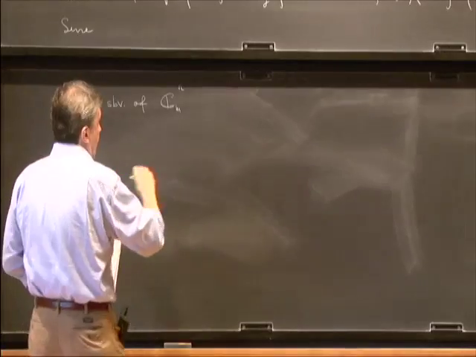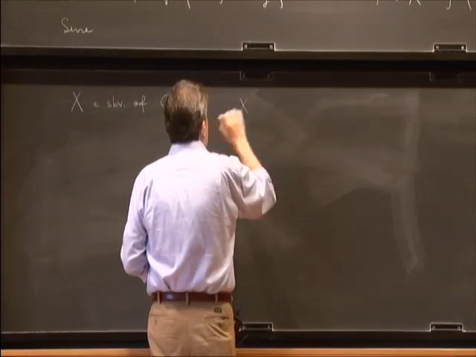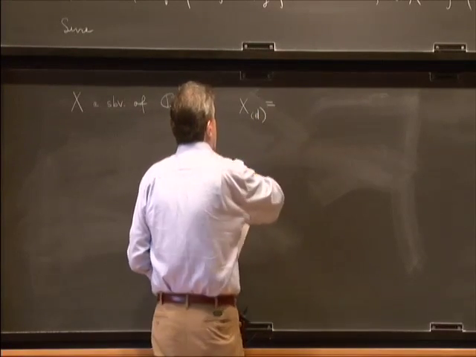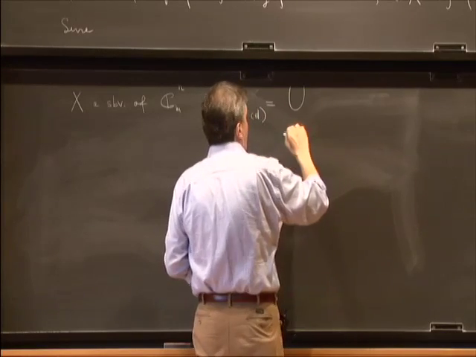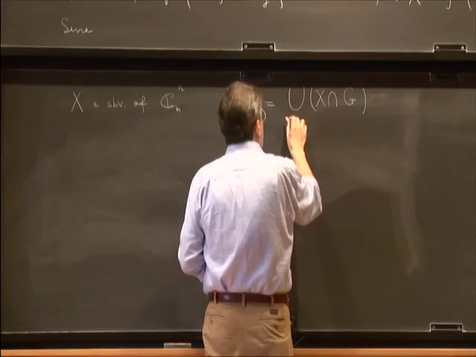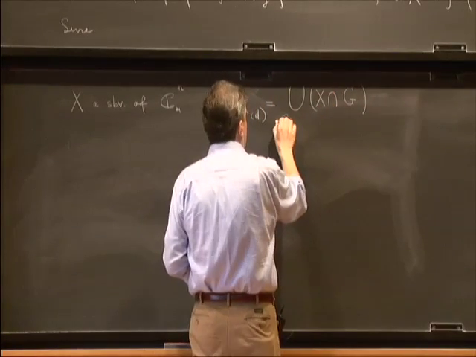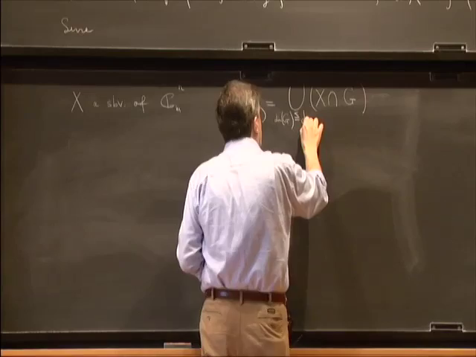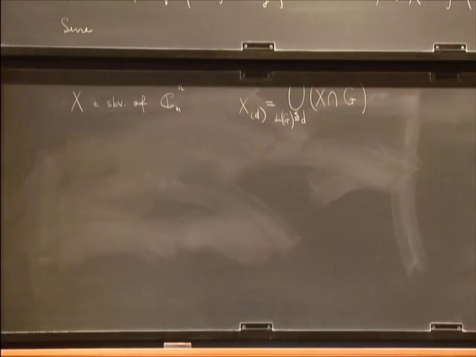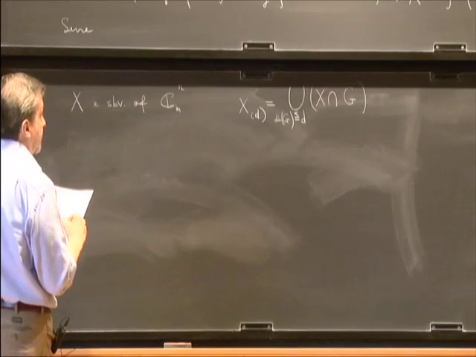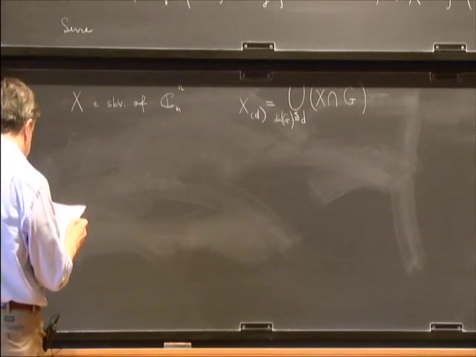So let us make a simple definition. We define X_d to be the union of the intersection of X with G, and G here is an algebraic group varying over all the algebraic groups with dimension d. And the previous case was, of course, d equals 0.